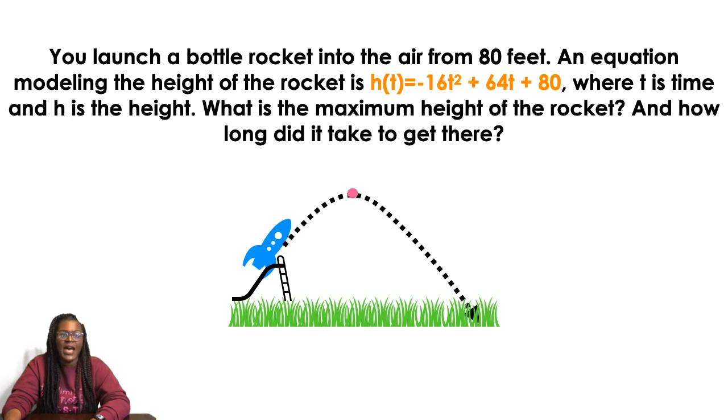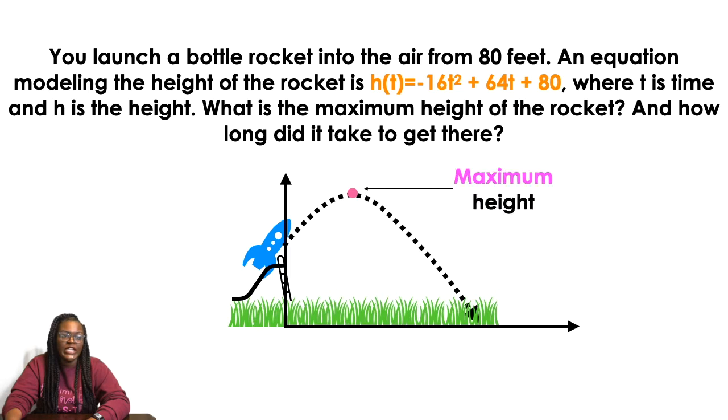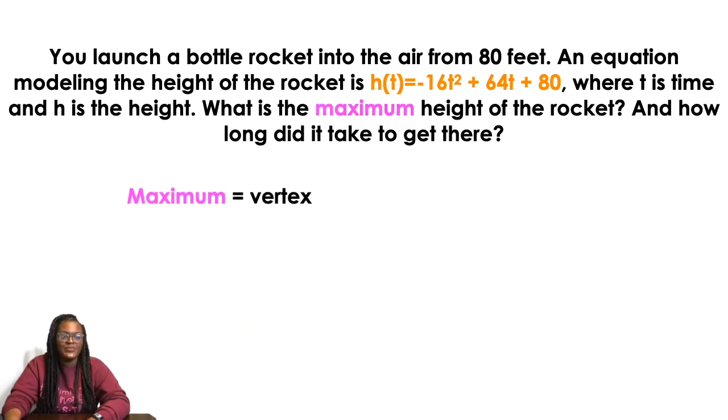Okay, so the maximum height, anytime you hear that and you're talking about quadratics, we talk about that vertex. So you see this little picture that I drew here, and the little pink dot represents the maximum height. So we're going to put an x-y axis on the screen. That is my maximum height. And that represented the time. Anyway, so when maximum equals vertex, so negative b over 2a, right?